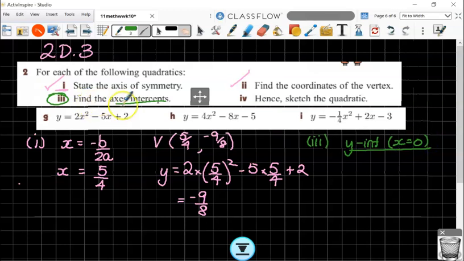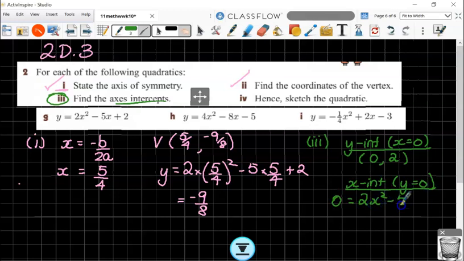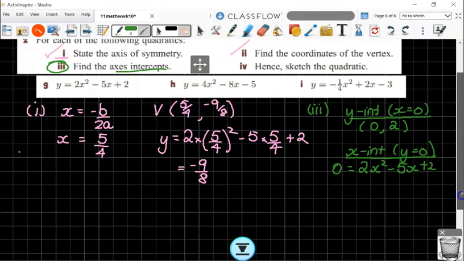Okay, so find the axis intercepts. That means you've got to find your y-intercept and your x-intercept. Okay, so x is 0, and therefore we've got 0, 2. But you've now got to get your x-intercepts. To find your x-intercepts, we're making y 0. So we're solving 0 equals 2x squared take 5x plus 2.